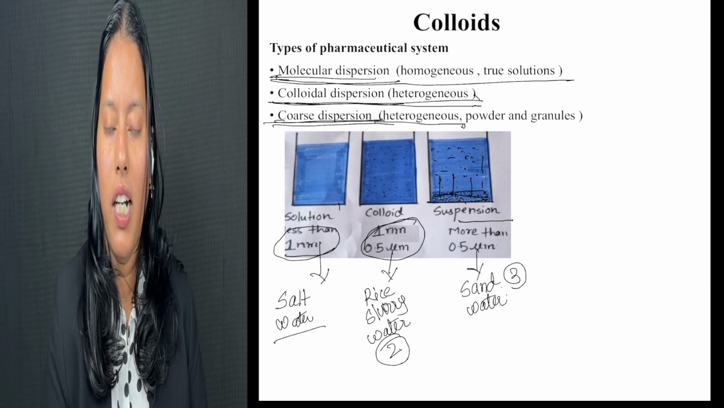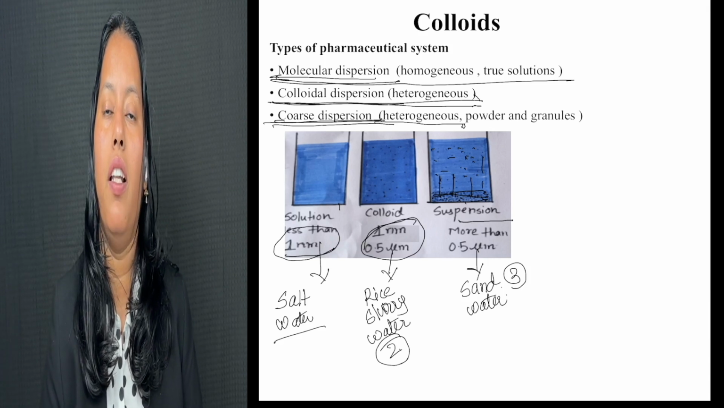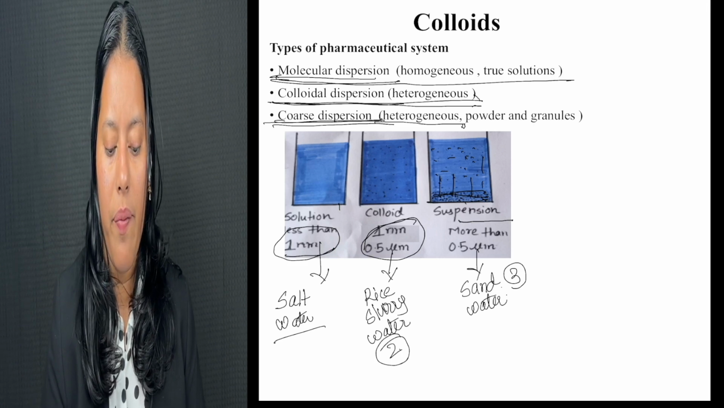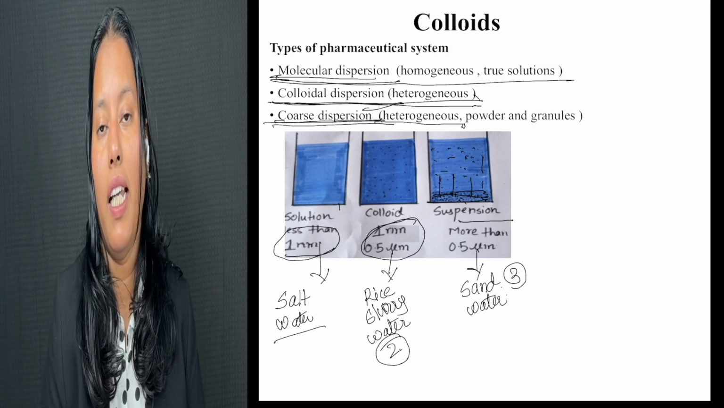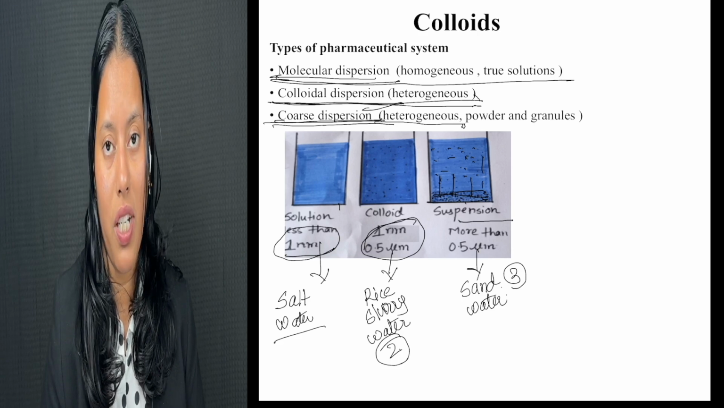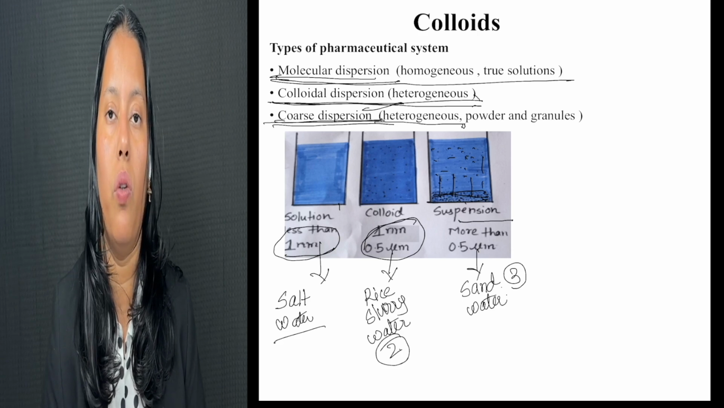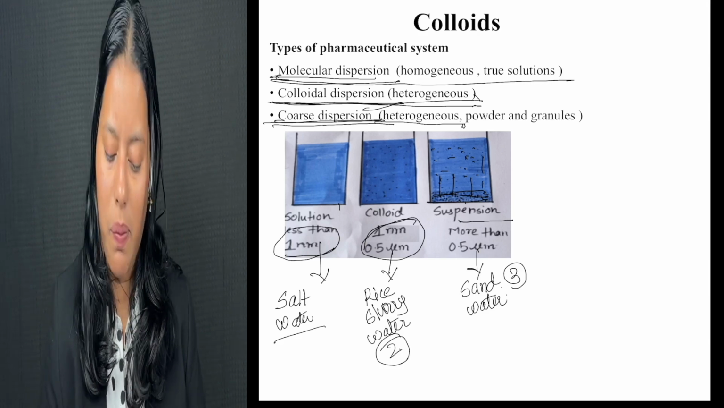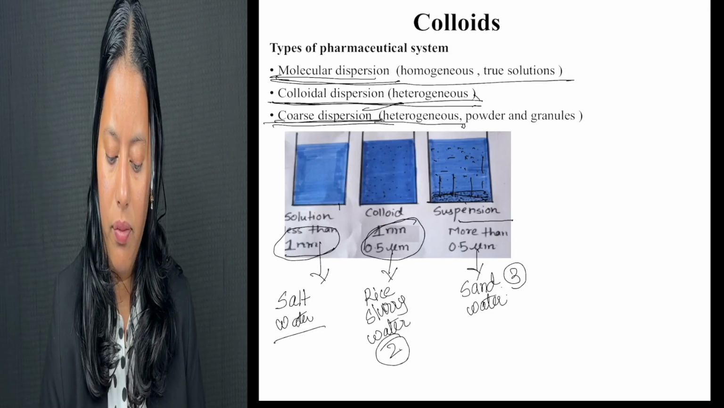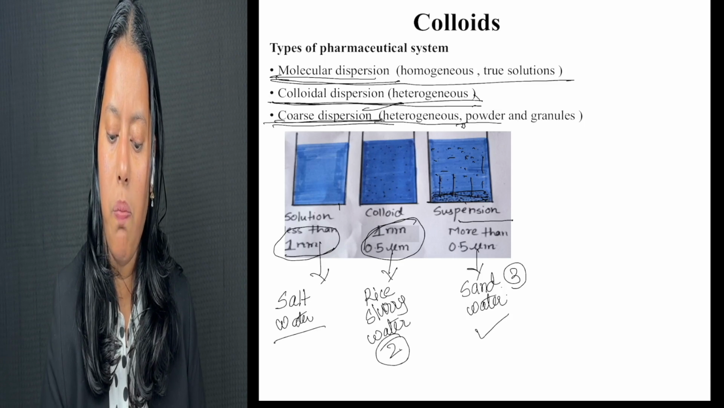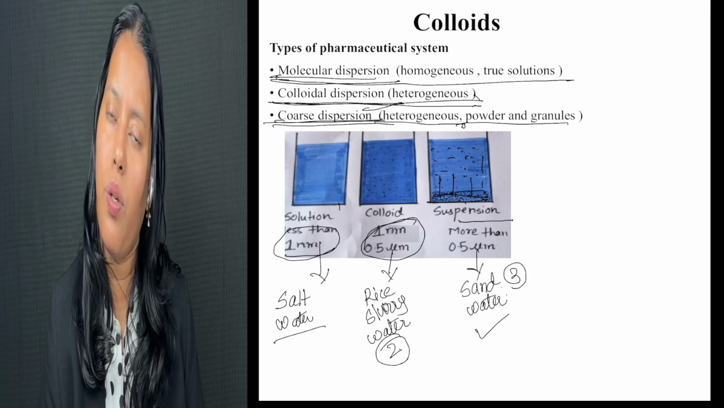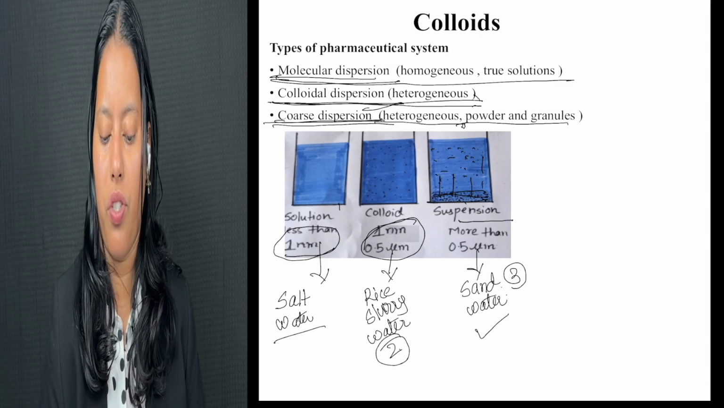So molecular dispersion, you have an example: salt solution, glucose solution, sucrose solution. Colloidal solution, your daily milk which you drink, is also an example of the colloidal solution. Then coarse dispersion, the suspension which I told you, and the various powders which are above this coarse particle size, it is also an example of the coarse dispersion.